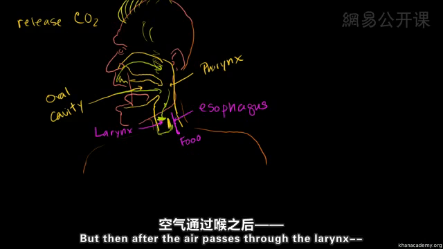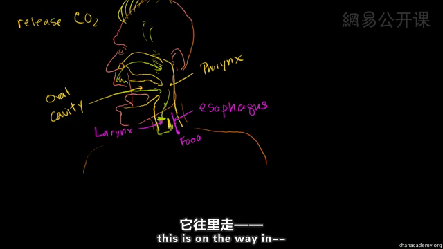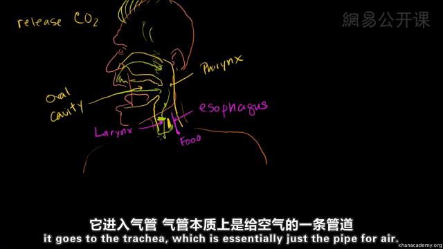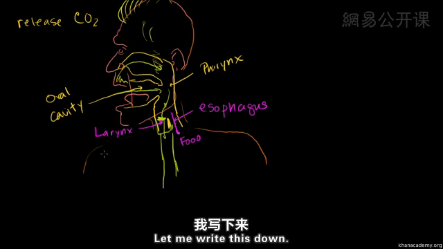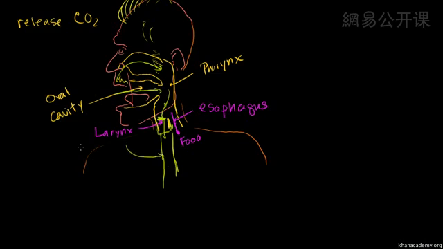But then after the air passes through the larynx, this is on the way in, it goes to the trachea. So then the air goes into the trachea just like that, which is essentially just the pipe for air. The esophagus is the pipe for food. Let me write this down right here. So this right here is our trachea.